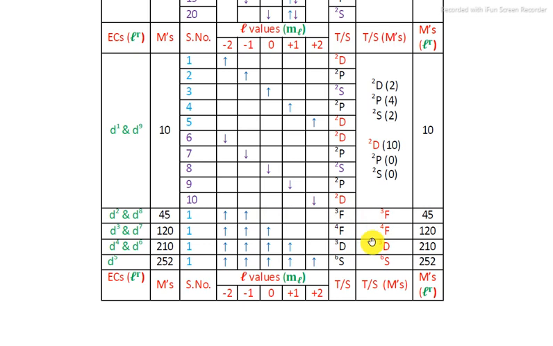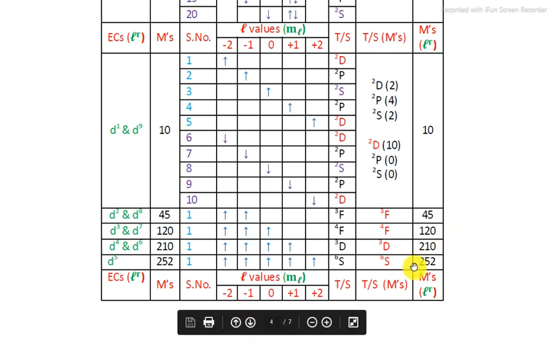Energy or terms: 3F for D2 and D8 electronic configurations. For D3 and D7, 4F. For D4 and D6, 5D. For D5, the 6S term, the ground energy term. Number of microstates already represented: 45, 120, 210 and 252. Thank you.